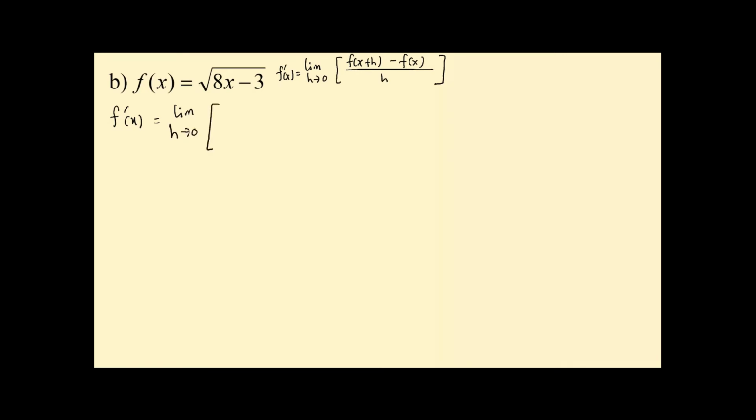So derivative of fx will be f prime x here will be equal to, directly substitute into the formula. So we have limit of h approaches 0 of f of x plus h. Once again, substitute your x with x plus h. So here we will have surd of 8 times x plus h minus 3 minus with our original function here. So that would be surd of 8x minus 3 divided by h.